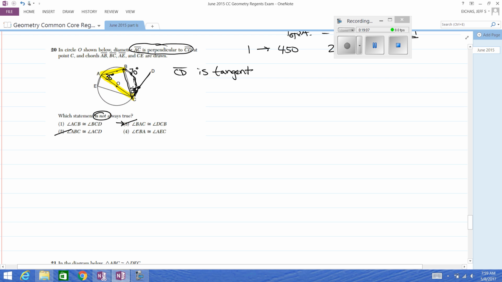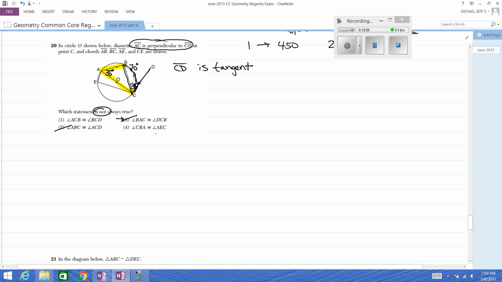Let's just check. CBA is a 90. AEC is a 90 because they're angles that open up to a semicircle, inscribed angles. So they're going to be 90, half of 180. This is the one that's not always true. Now, little lesson, be really careful about that. You know, I went right ahead and found one that was true and then looked back and realized they want which one's not always true.